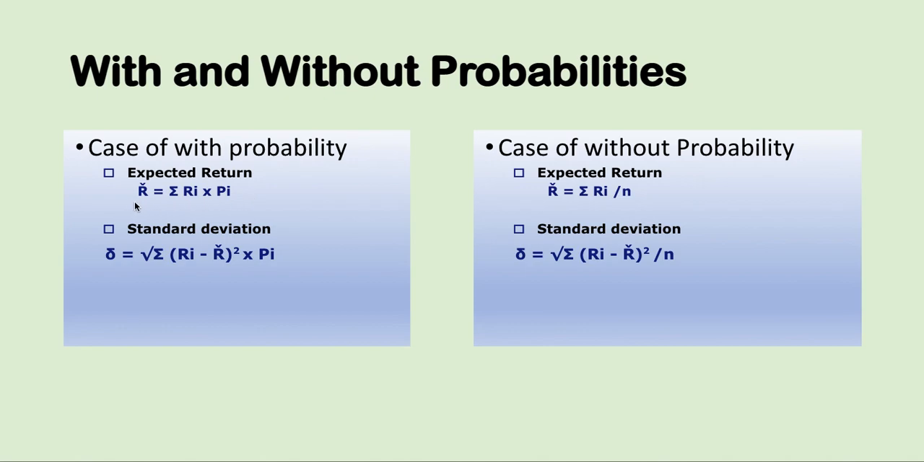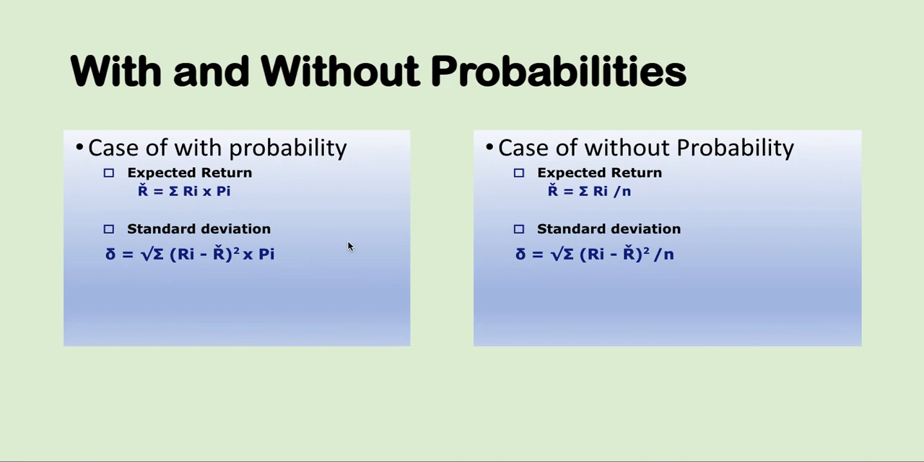The R cap is equal to the sum of Ri, the annual rate of return, times PI. The PI is the probability, which is normally given in the question. Next, the standard deviation is equal to the square root of the sum of Ri minus R cap, the annual rate of return minus the expected return, squared, times PI, the probability.